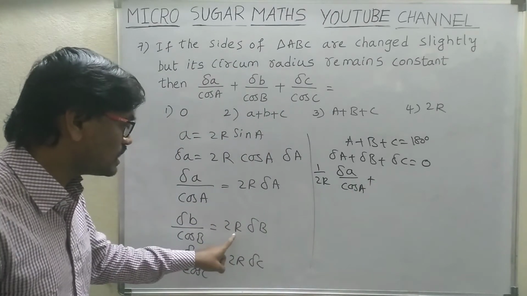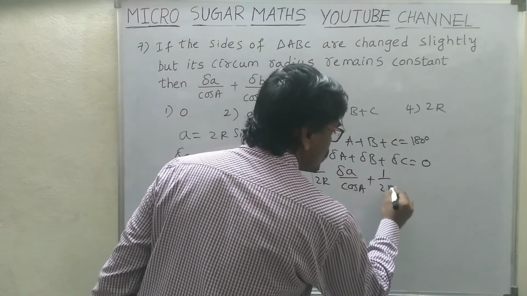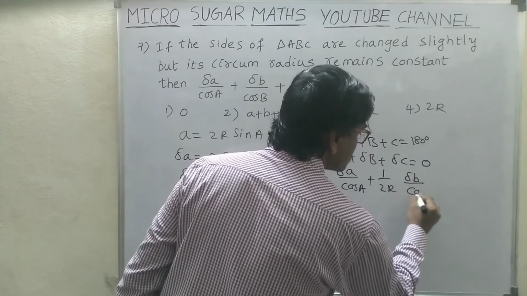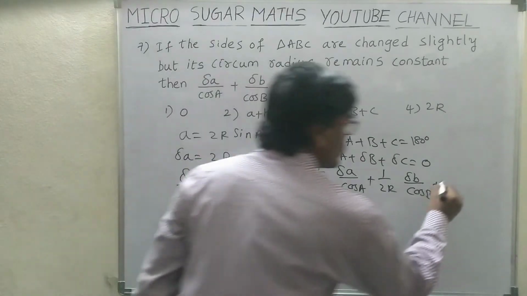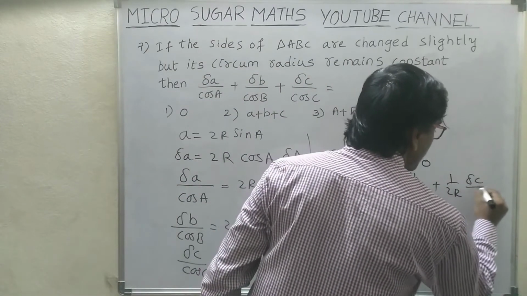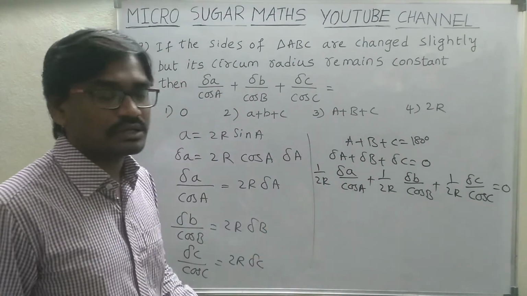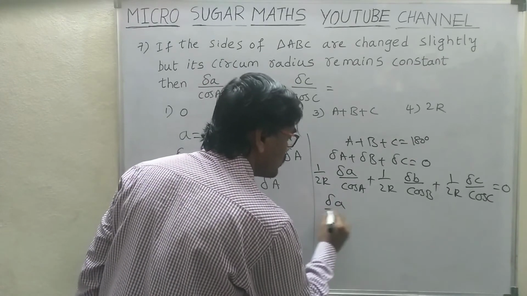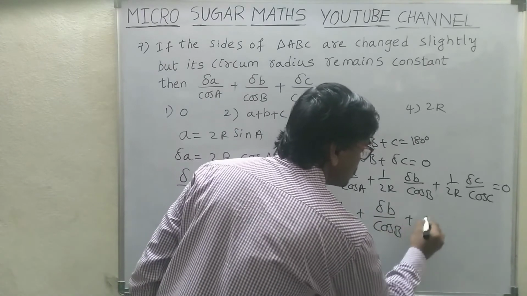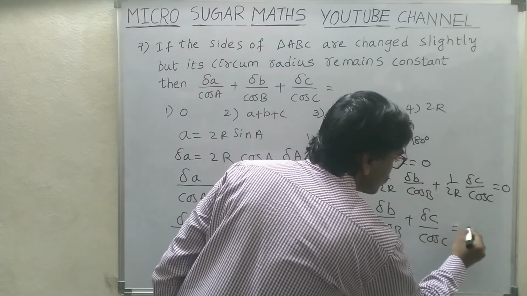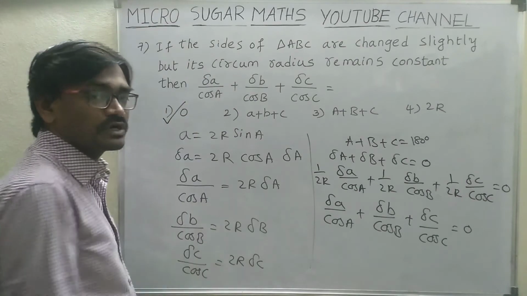Similarly, what is your delta b value? Move the 2r to the right side, you will get 1 by 2r delta b by cos b. Next one, what is delta c value? You will get 1 by 2r delta c by cos c is equal to 0. Now, on taking 1 by 2r common, you will get delta a by cos a plus delta b by cos b plus delta c by cos c is equal to 0, our required answer. Therefore, our required answer is 0, first option.